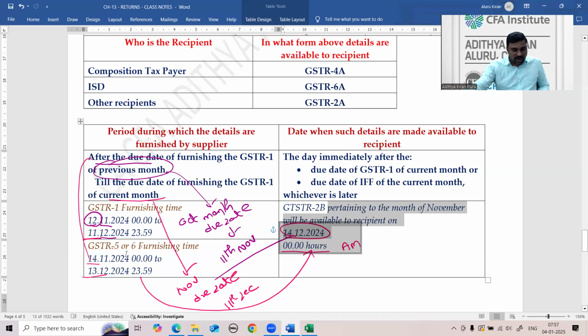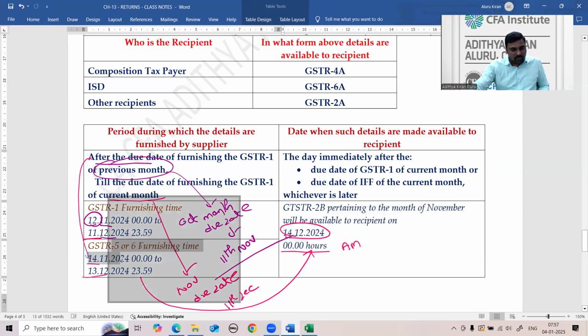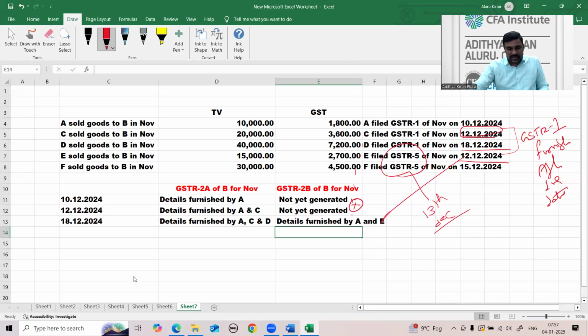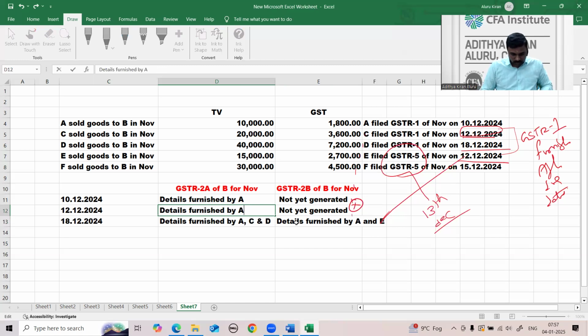GSTR 5 or 6 furnishing is from 14th November to 13th December. So on 12th December he furnished, before 13th December. That's why those details are contained in the GSTR 2B. So if C and E also file, E details will be reflected.